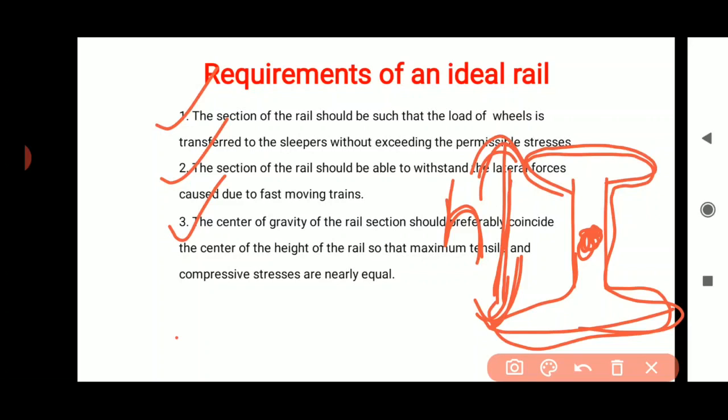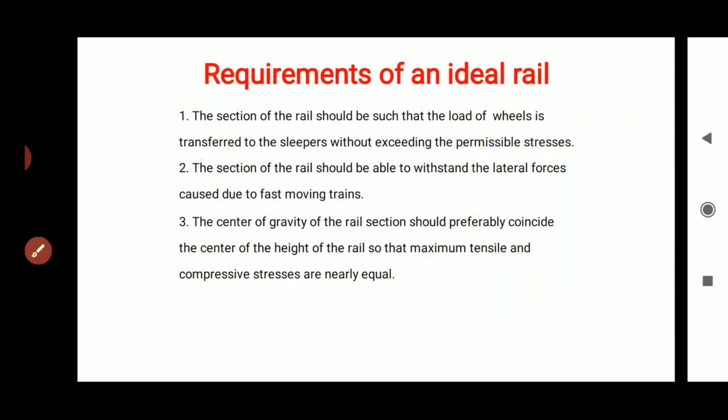Okay, if the CG and the center of the height lie at one point, then the compressive stress and the tensile stress caused by the load coming from the wheel of the train will be the same. For that, the center of gravity of the rail section should coincide with the center of height of the rail.